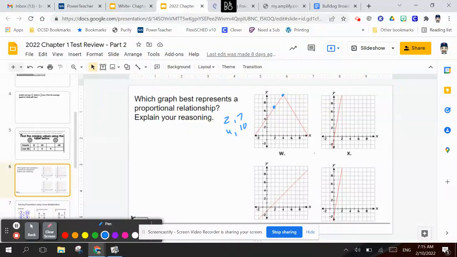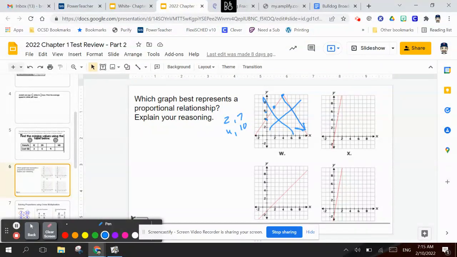Okay, over 2, up 3. So if I go here and I find a point, I'm going up 2, I'm sorry, over 3, up 2. So that is proportional as well. But the only thing about this one being proportional is that it's going down. And proportions don't go down, they continue to go up. So that one doesn't work.